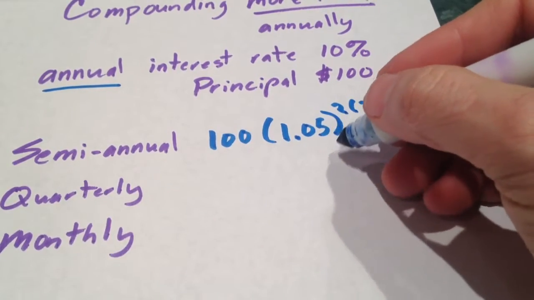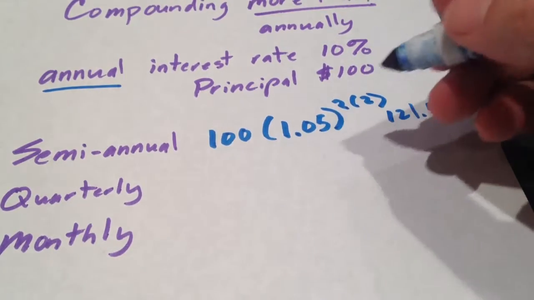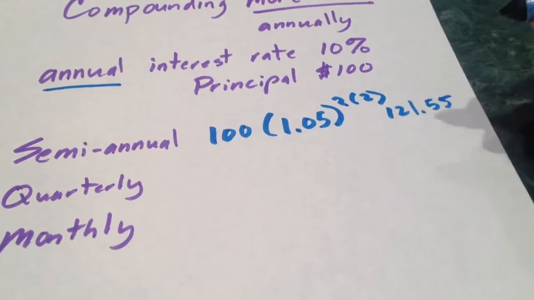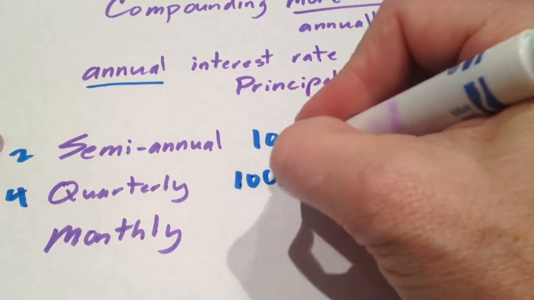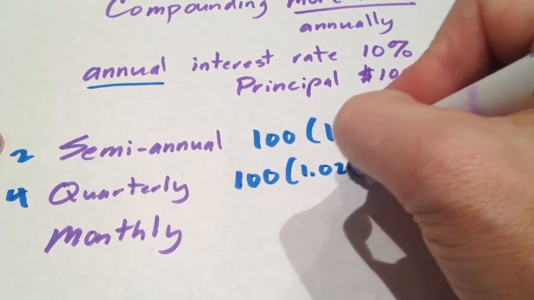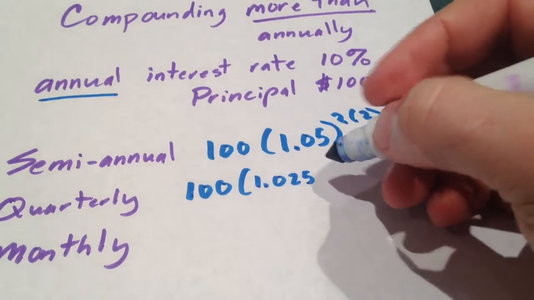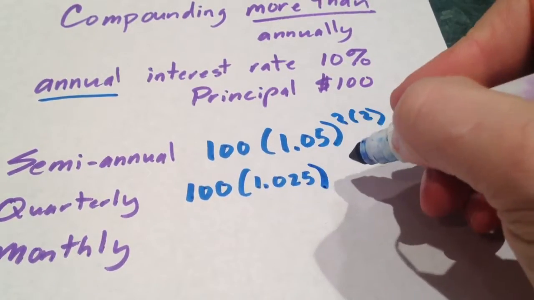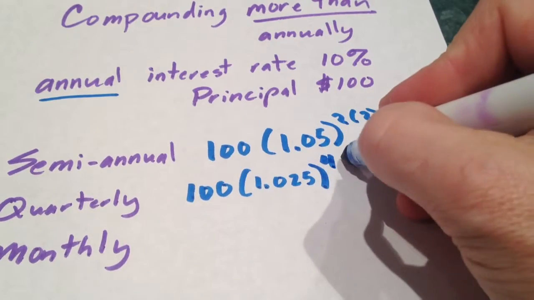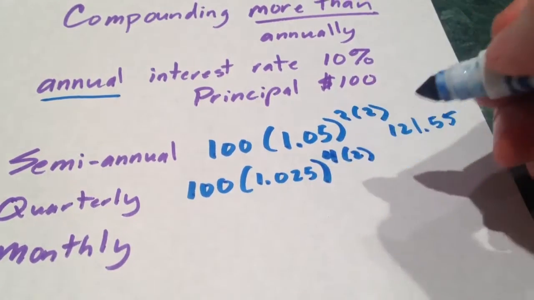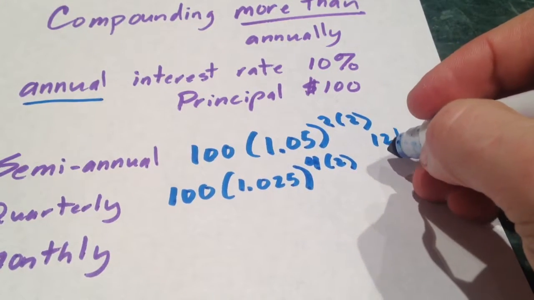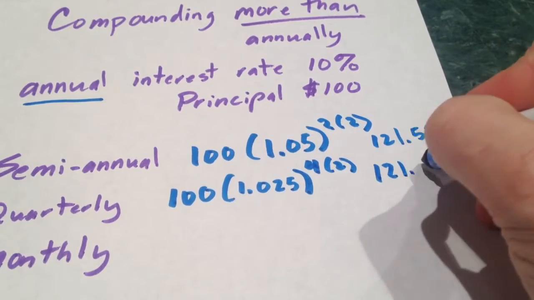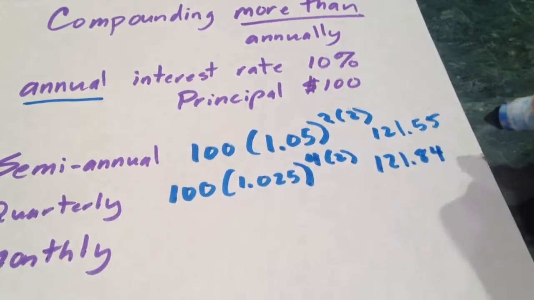But I got that 5% twice, and every time I did it, it got added on to the principal, so the principal was a little larger each time. If I do quarterly, this is 4 times a year, every 3 months. Same idea here. I start with $100 and I'm going to get 1.025, so I divide that 10% by 4. I'm going to get that every 3 months. I'm going to do it 4 times a year for 2 years, so I'm doing the 1.025 actually 8 times. And when I do that, I get even a little bit more: 121.84. So this is pretty good.